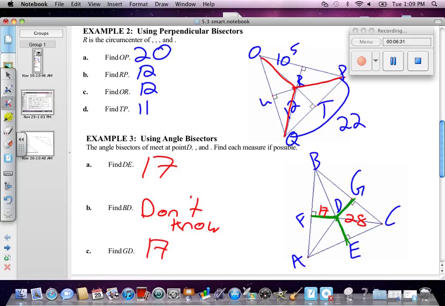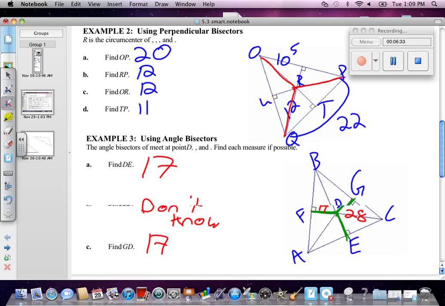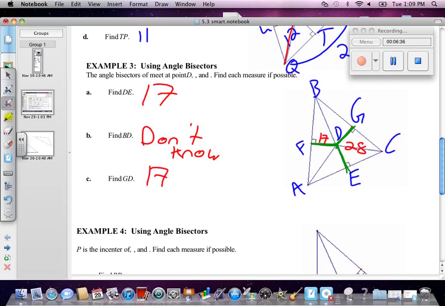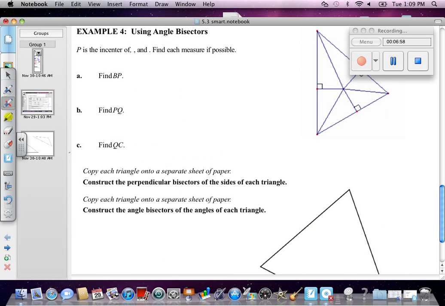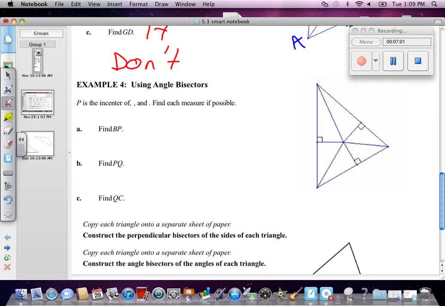Do you know D to A? D to A we don't know, because we don't know that the distances from the vertices to the middle are the same, because they're angle bisectors. All right, let's do the next one, and then we will be done. So what is really important when you're doing your homework? You've got to be able to know the difference between angle bisectors and perpendicular bisectors, right?